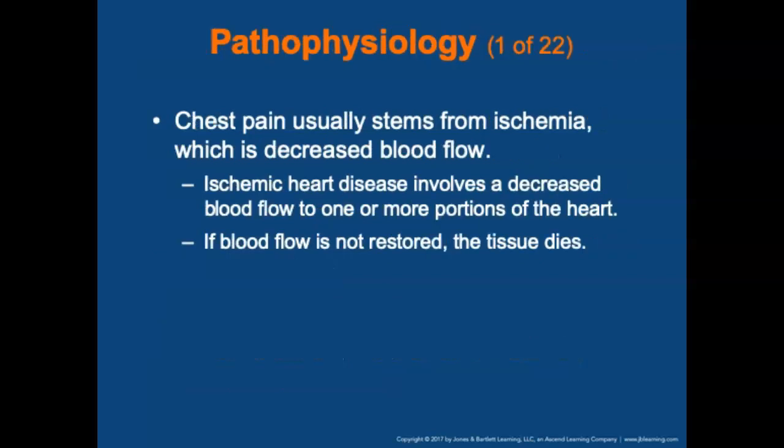So the pathophysiology: heart-related chest pain usually stems from ischemia, which is a decreased blood flow to the heart or inefficient supply of oxygen and nutrients. Ischemic heart disease involves a decrease in blood flow to one or more portions of the heart muscle. If the blood flow is not restored, the tissue dies.